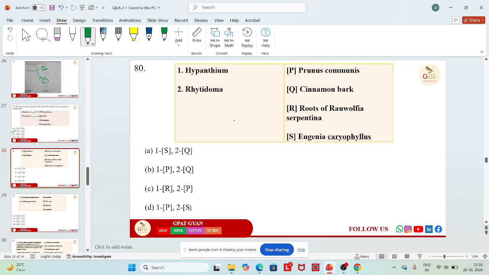Next is hypanthium and rhytidoma. Very, very important from the microscopy.